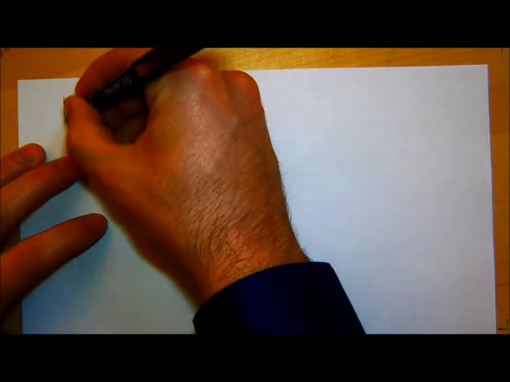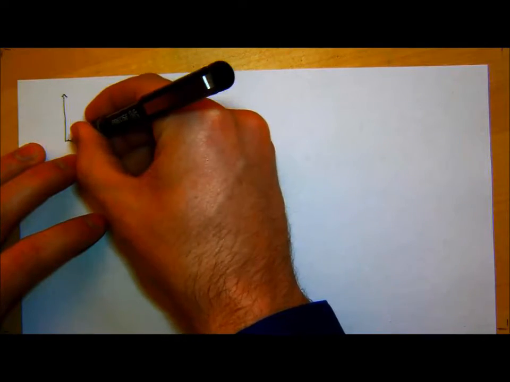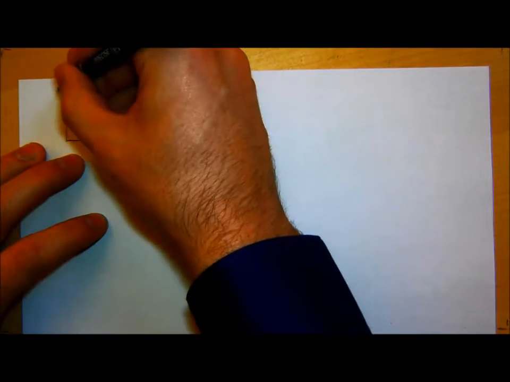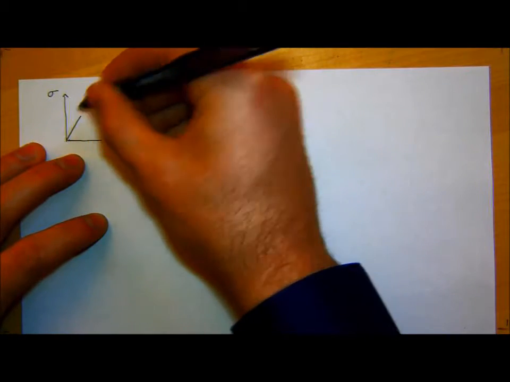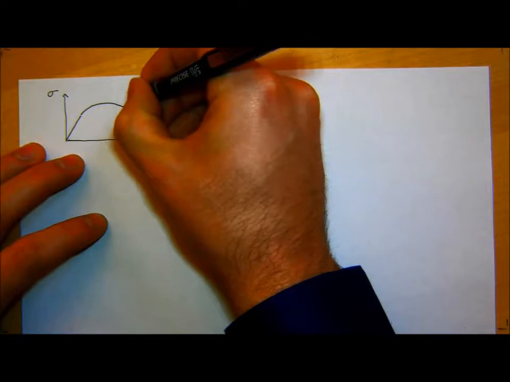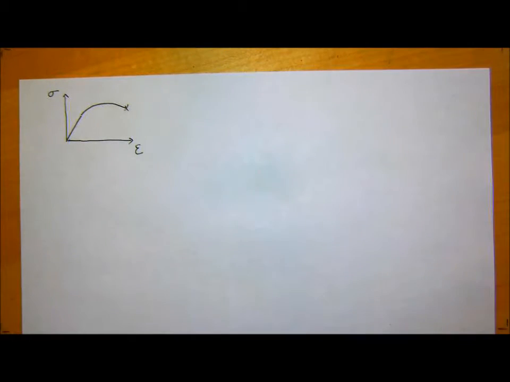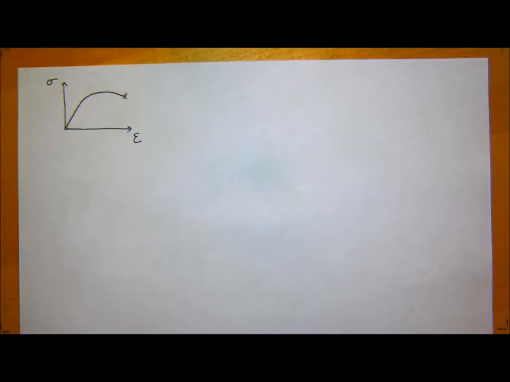A couple more general mechanics things. If we take our stress strain curve, or our stress and strain, we can define the energy. So in order to deform a system, you have to do work to it. You have to put energy into the system to deform it.